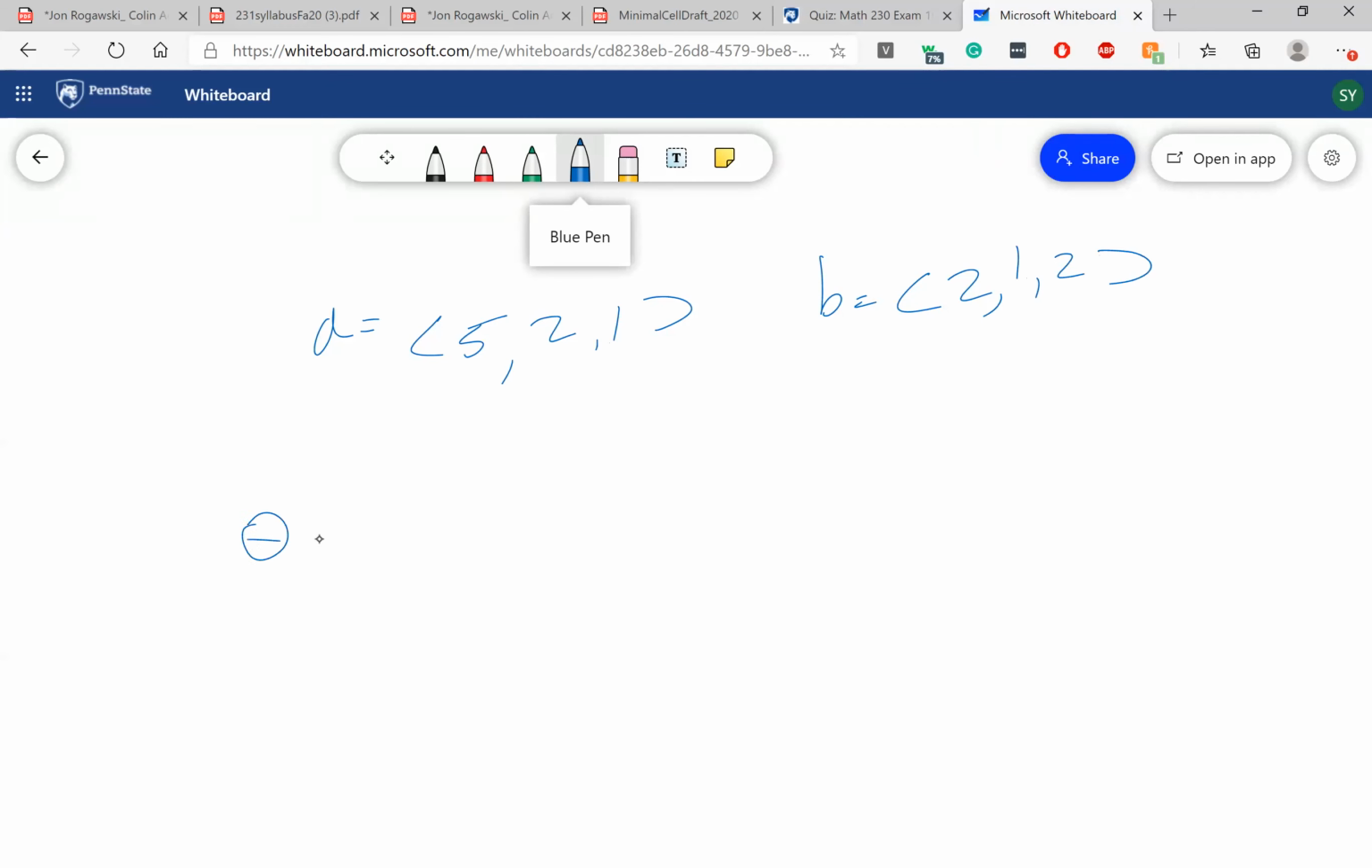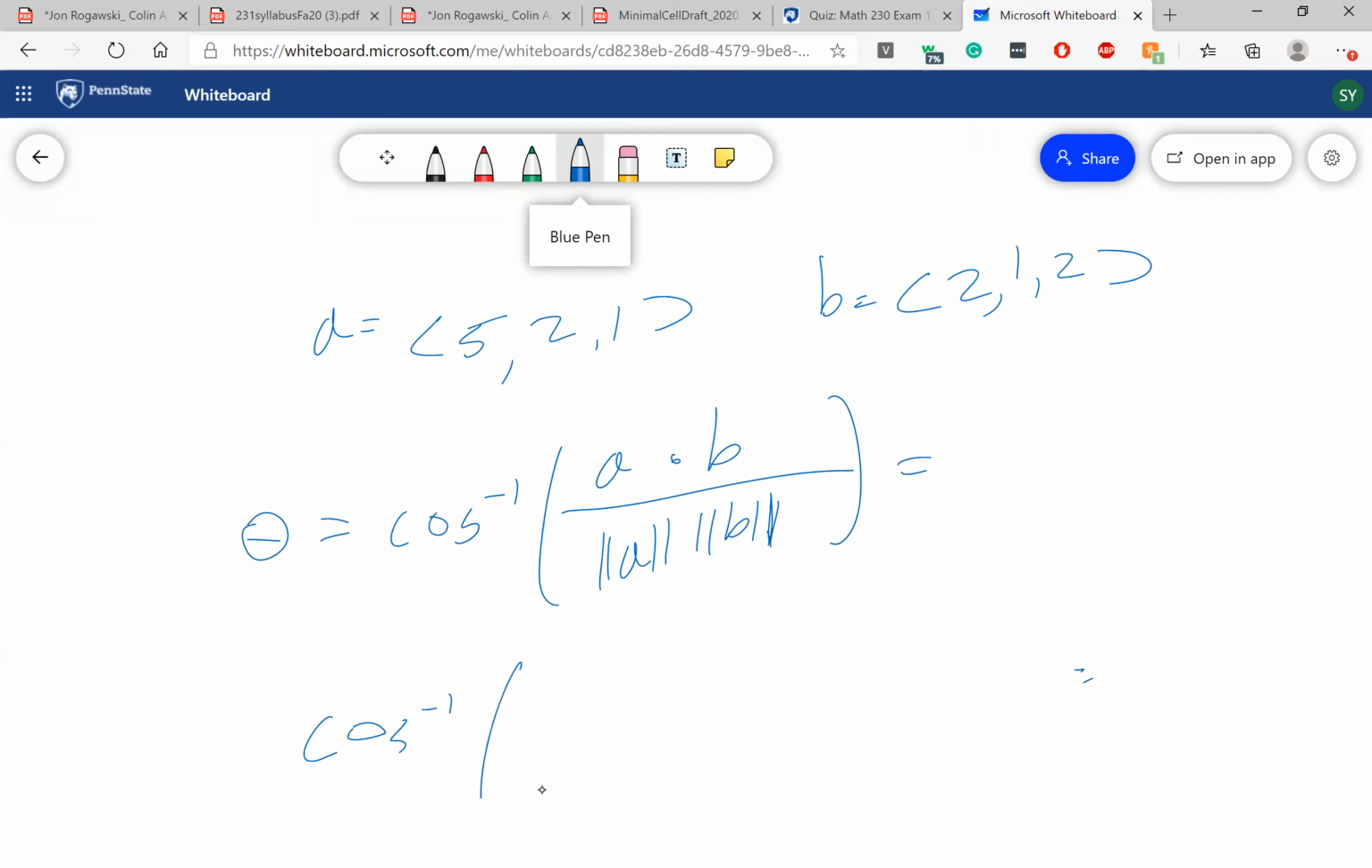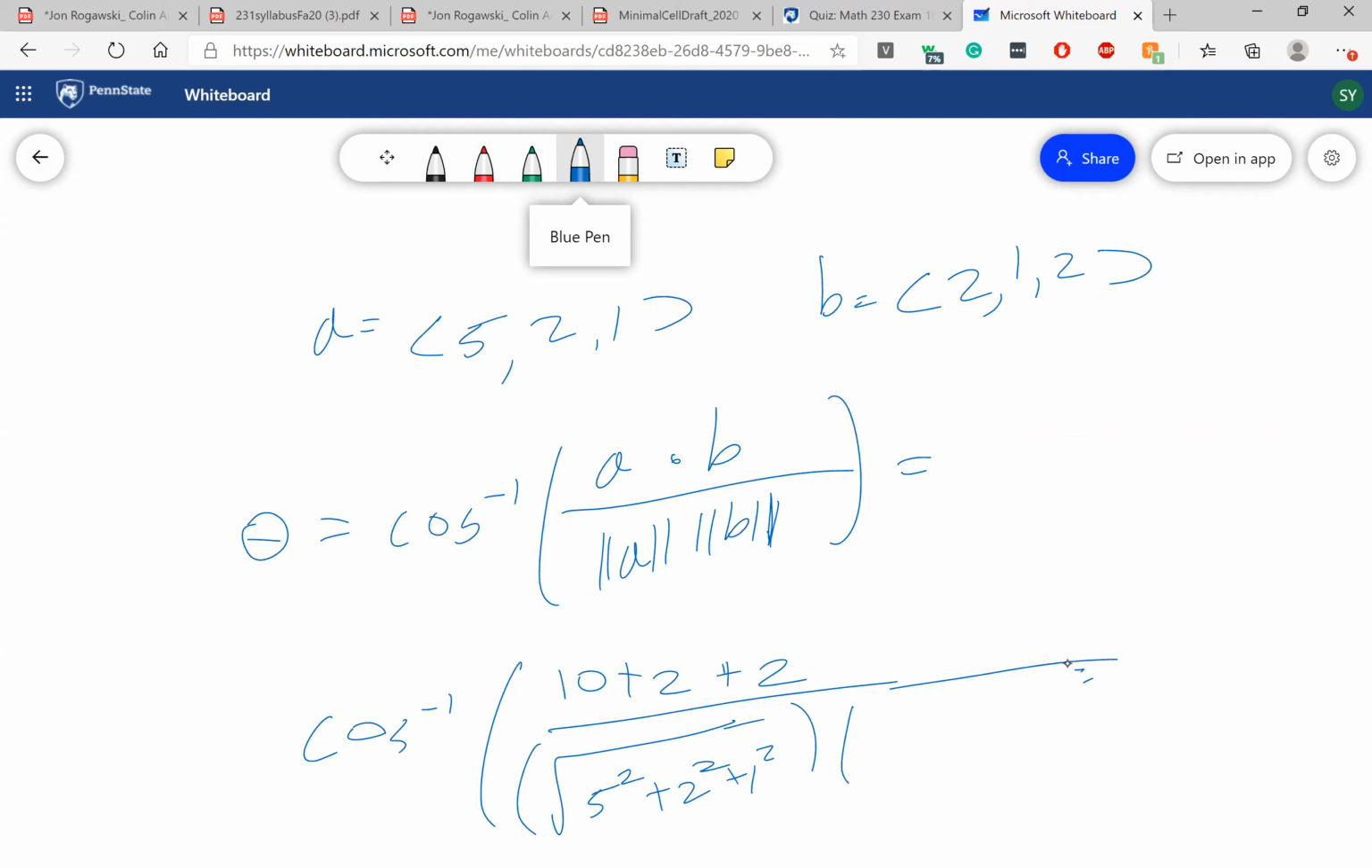So the angle between them is equal to cosine inverse of A dotted with B over the magnitude of A times the magnitude of B, which is equal to cosine inverse of 10 plus 2 plus 2 over the magnitude of A, which is the square root of 5 squared plus 2 squared plus 1 squared, times the magnitude of B, which is the square root of 2 squared plus 1 squared plus 2 squared.